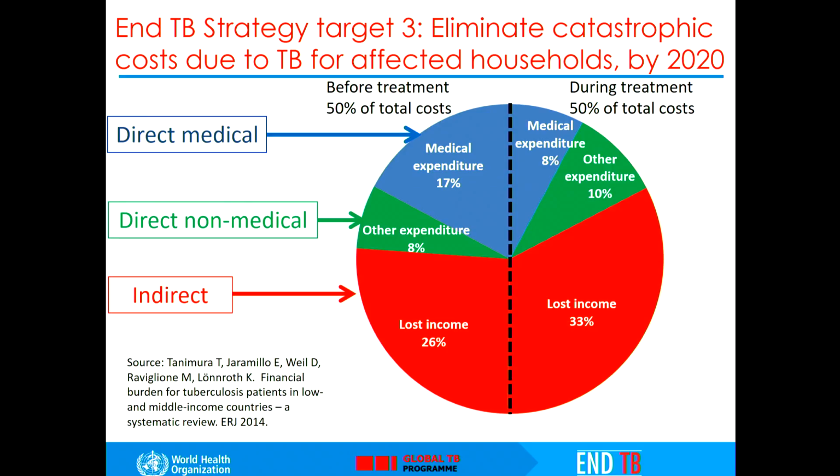The pie chart that you see in this slide is from a systematic review that we published some years back, just illustrating the types of costs that we're interested in. Not only the medical cost paid out of pocket, but also paying out of pocket for non-medical things such as transport and food, but also income loss. And these surveys are designed to capture all of these costs.